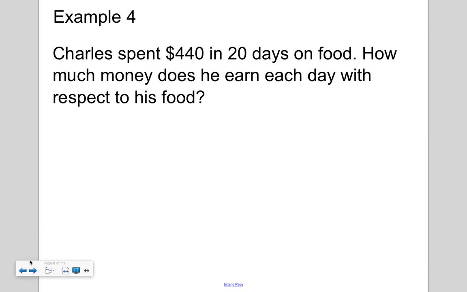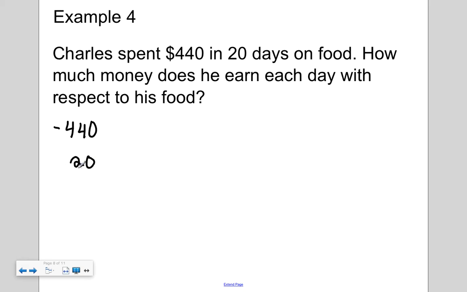In example 4, I see that Charles spent $440 in 20 days on food. How much money does he earn each day with respect to his food? So I know he spent $440. That's a negative amount to Charles because he doesn't have that money anymore. That's money that he spent. Now he does this for 20 days.